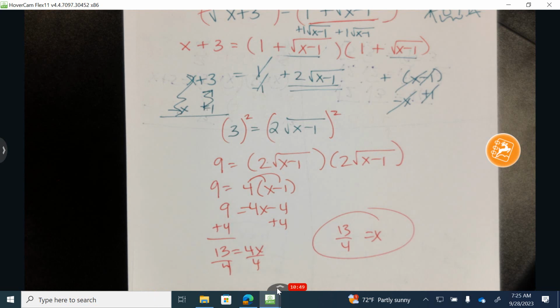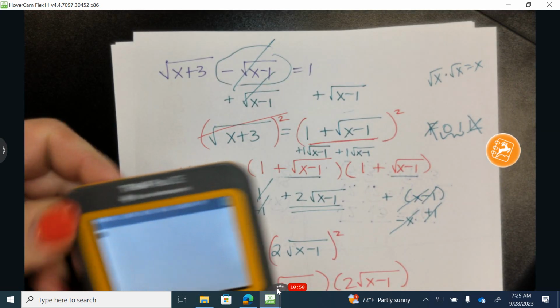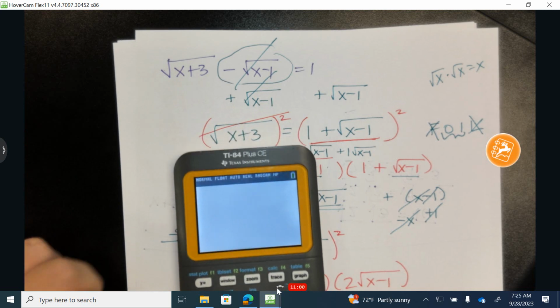Does this mean this is automatically answered? It does not. So we're going to take that answer of 13 over 4, we're going to go back up to the very top, and we're going to plug this in. Here we go. Up to the very top. You ready? So I'm plugging this in. I'm not having to do the mental math.